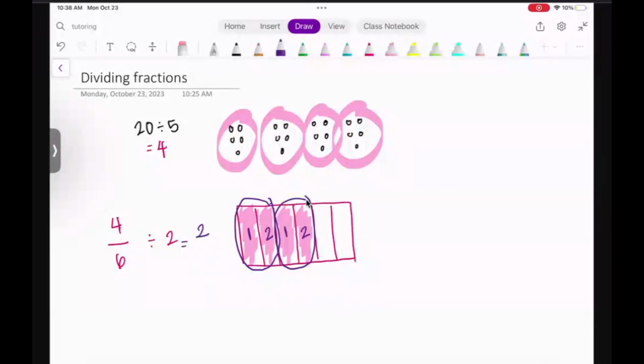It's 2 of the parts out of how many? Well, there's 6 parts. So your numerator is always going to tell you how many you have, and your denominator is going to say out of how many you have. So 4 sixths divided by 2, like you had 4 sixths of a brownie pan left, and you're sharing it between you and your friend. So there's 2 sixths for each of you.